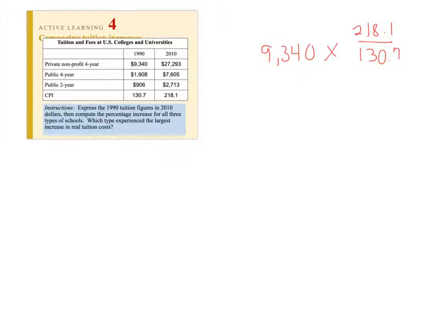And let's see what we get and how that compares to 2000 in the private non-profit 4 years. I've got to grab my calculator here. Okay, if we take the 218.7, divide that by the 130.7, we end up with 1.67329, and I'm going to multiply that by 9340, and I end up with $15,628 and roughly 60 cents.